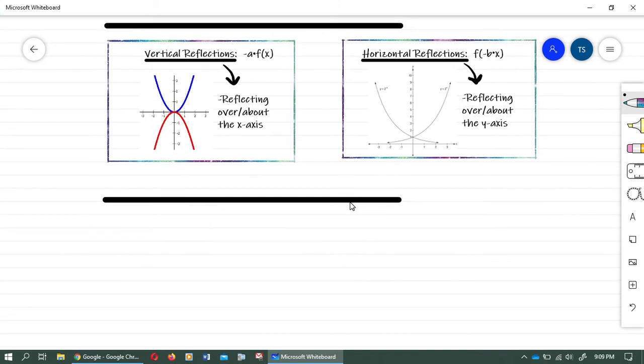Okay, so guys, with dilations, not only do we need to consider whether we're talking about a vertical dilation or a horizontal dilation, but we also need to distinguish whether we're talking about a vertical stretch or a vertical shrink, and again, if it is horizontal, whether we're talking about a horizontal stretch or a horizontal shrink.